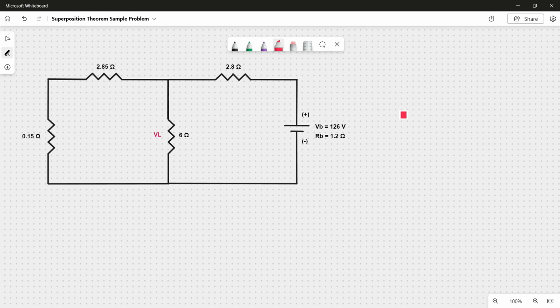Now we're done with step 1, moving on to step 2. Replacing the generator with its internal resistance of 0.15 ohm and assuming that the battery is supplying power to the whole circuit alone. So let's calculate the total resistance, starting off by adding these two because they are in series, so we have 3. Now 3 is in parallel with 6 ohms, so 1 over 1/3 plus 1/6, plus 2.8 is in series. Also the internal resistance of the battery, which is 1.2 ohms, a total of 6 ohms. The total current is therefore 126 divided by 6, which is equal to 21 amps.